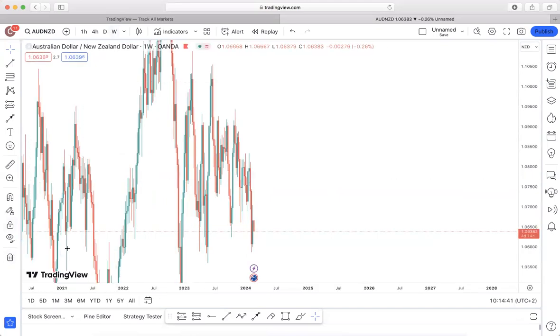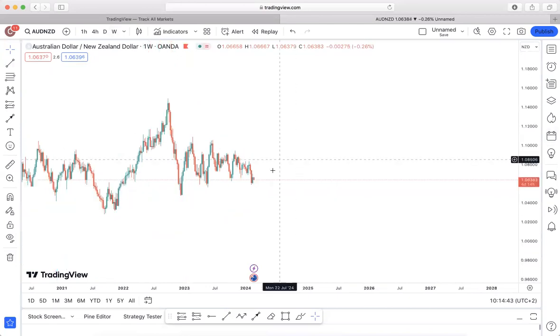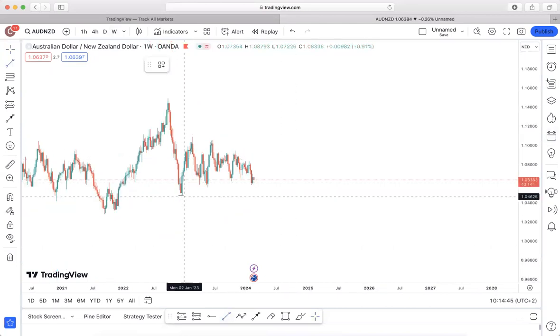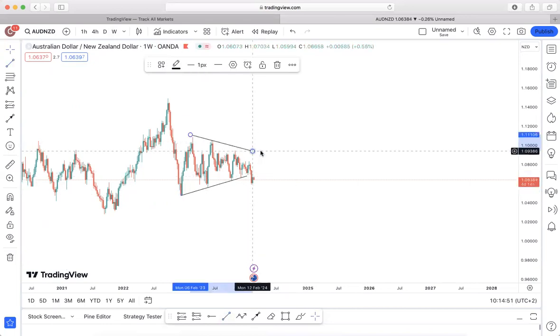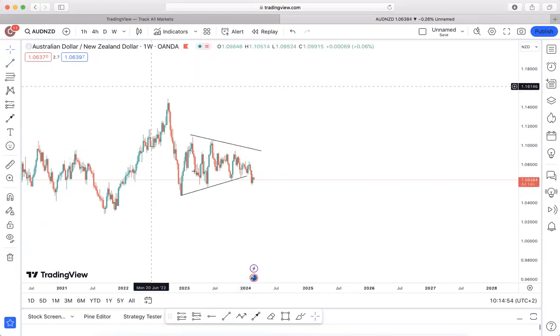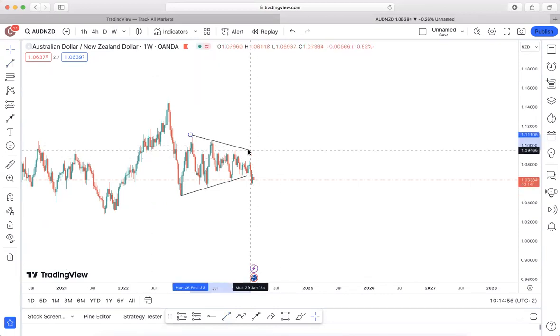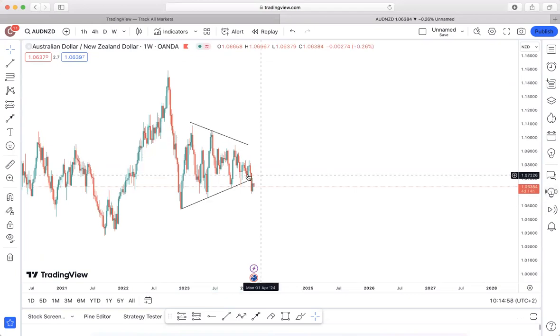But let us move on to our next pair, which is the Australian dollar over the New Zealand dollar. This is my favorite pair of the week, if I'm being honest with you. This is what I'm focused on. On the weekly, what are we seeing? Price came from a big impulsive move to the downside, and then price gave us an overall correction, and then a breakout over here. So this has a higher probability of dropping all the way to the downside.